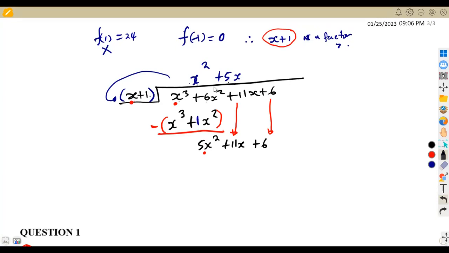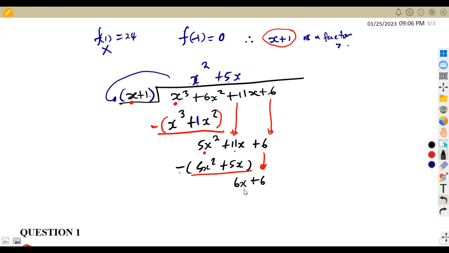Okay, so let's multiply back. That's 5x times x, which is going to give us 5x squared. Okay, 5x times 1, that is going to be 5x. Then from there, we can subtract. So 5x squared minus 5x squared, that's a 0. Okay, 11 minus 5, that's 6. So this is going to give us 6x. Then like we did previously, we are going to drop this term, which is 6, down. So if we drop 6 down, it's a plus 6.